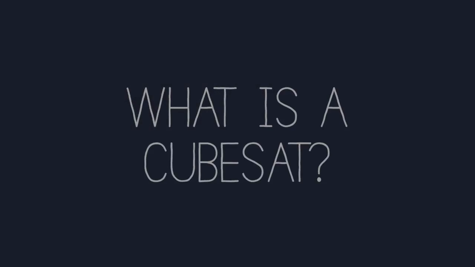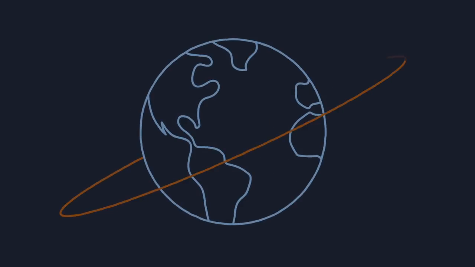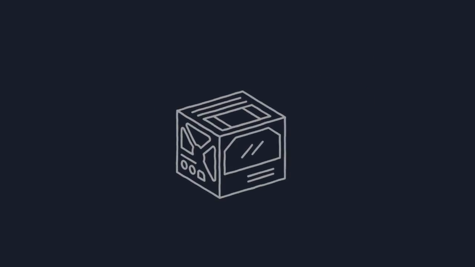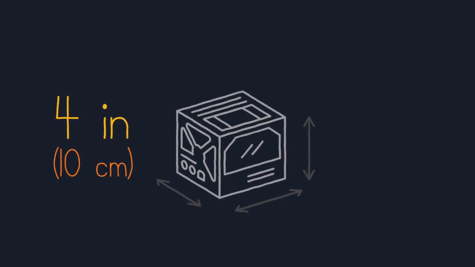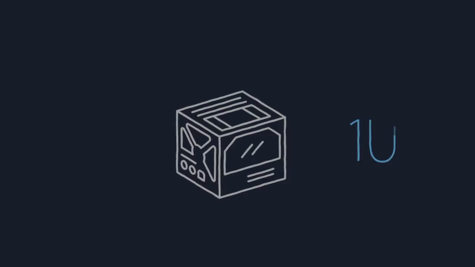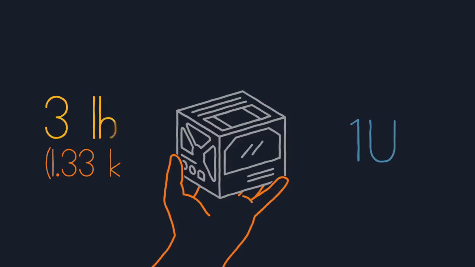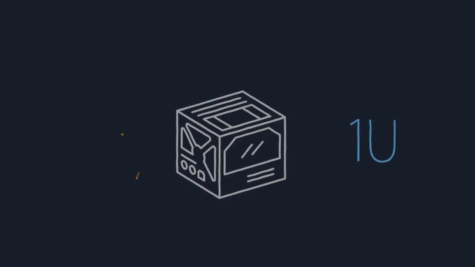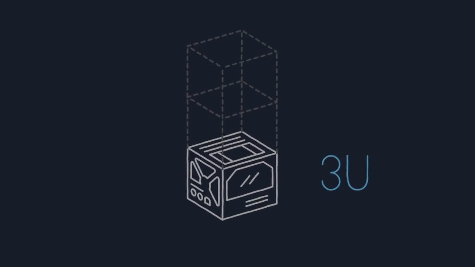What is a CubeSat? CubeSats are very small spacecraft that orbit Earth. As you might guess, a CubeSat is shaped like a cube, about 4 inches wide, long, and deep. That's called one unit, or one U. Small enough to hold in your hand, and very light, around 3 pounds. And like building blocks, units can be combined to make bigger CubeSats by stacking them into 2, 3, or even 6 units.